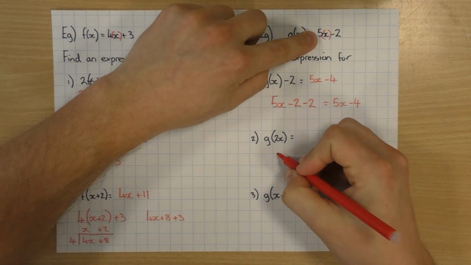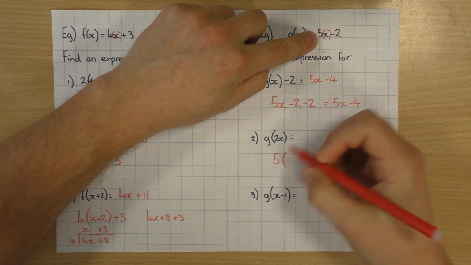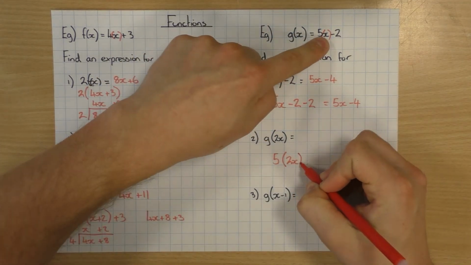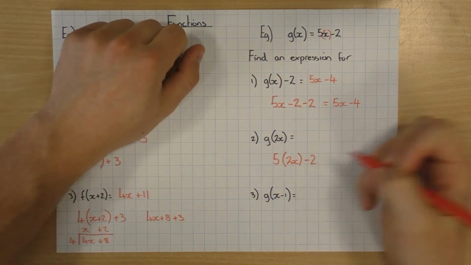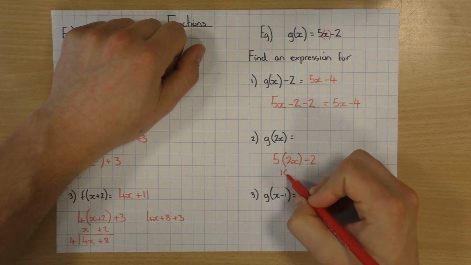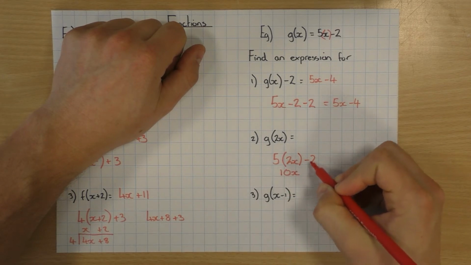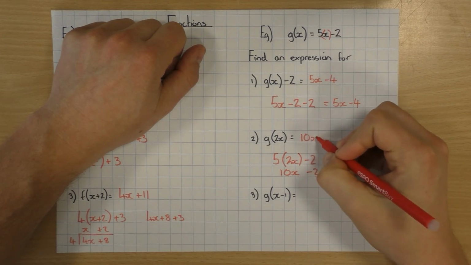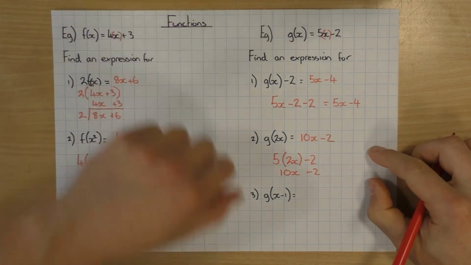So I have 5. Then I have my bracket, and this is what I'm inputting, the 2x. And I'm going to close my bracket, and then obviously it's the minus 2. So expand the bracket. 5 times 2x is 10x, and then I've still got my minus 2 there, and that's your answer. 10x minus 2.